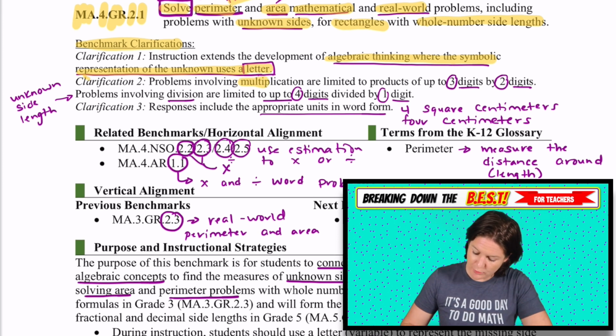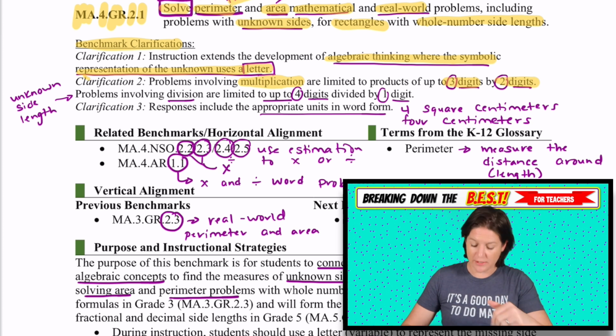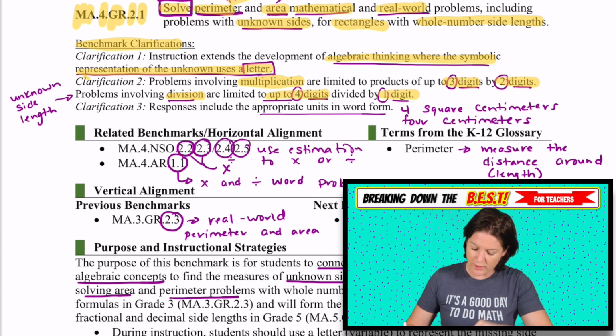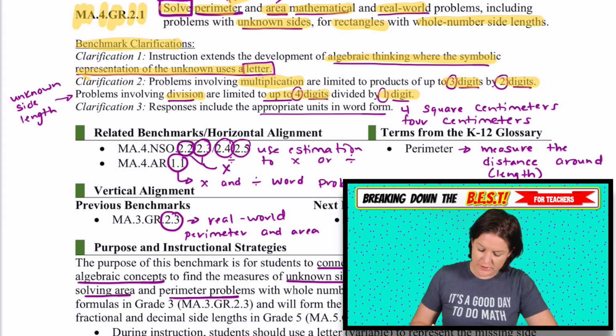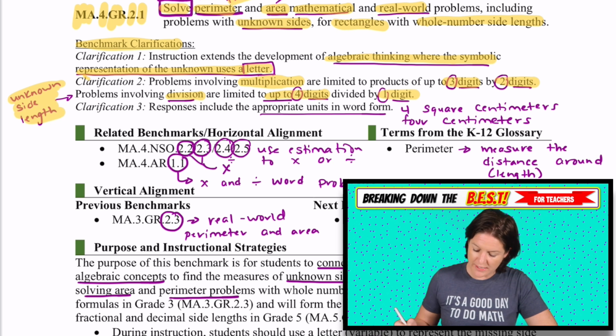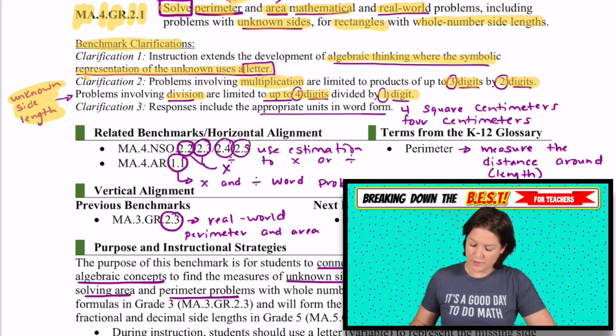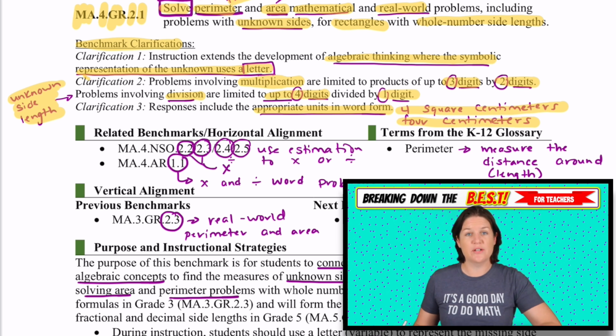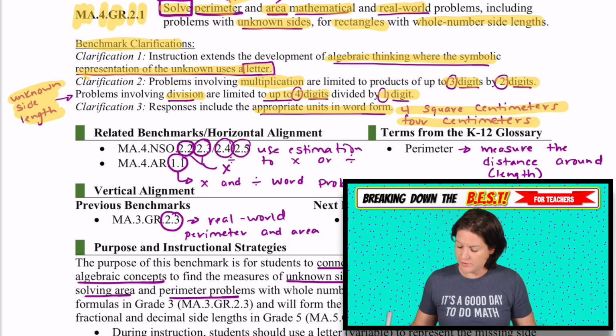We need to limit multiplication to 3 digits by 2 digits, which is the limit in 4th grade. And with division, limited to up to 4 digits divided by a 1-digit divisor. This is when we're determining the unknown side length that we'll use division. And also using appropriate units in word form. So if the answer is 4 square centimeters, we might write it like this, or 4 centimeters if we're determining just the perimeter of something, okay?